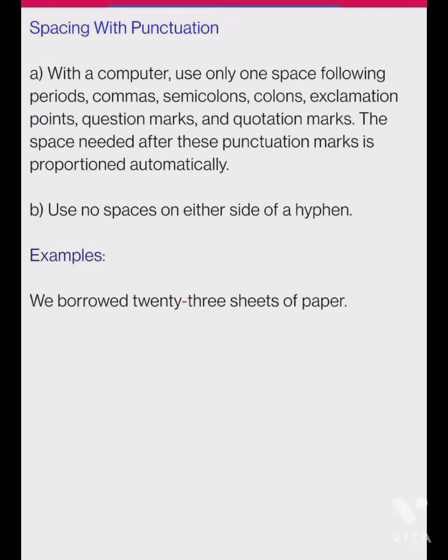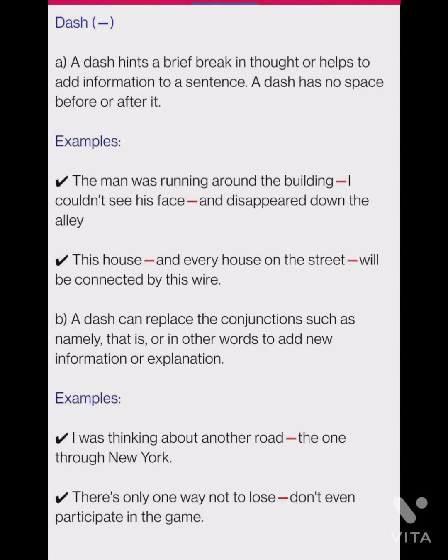Okay, and this is how we use things like brackets. Where to use a bracket, where not to use. Dash, where to use, where not to use. A dash hints at a brief break in thought or helps to add information to a sentence. A dash has no space before or after it. Okay, so we have a few more examples below.